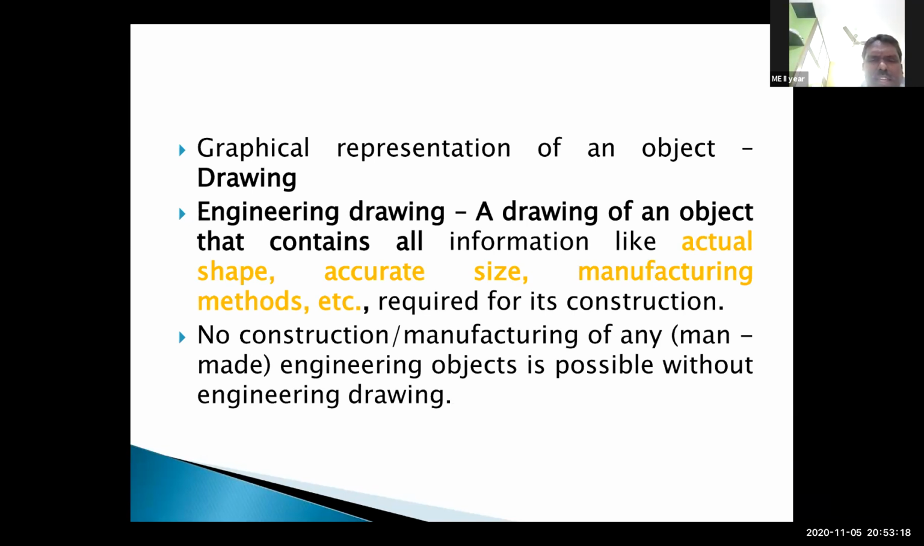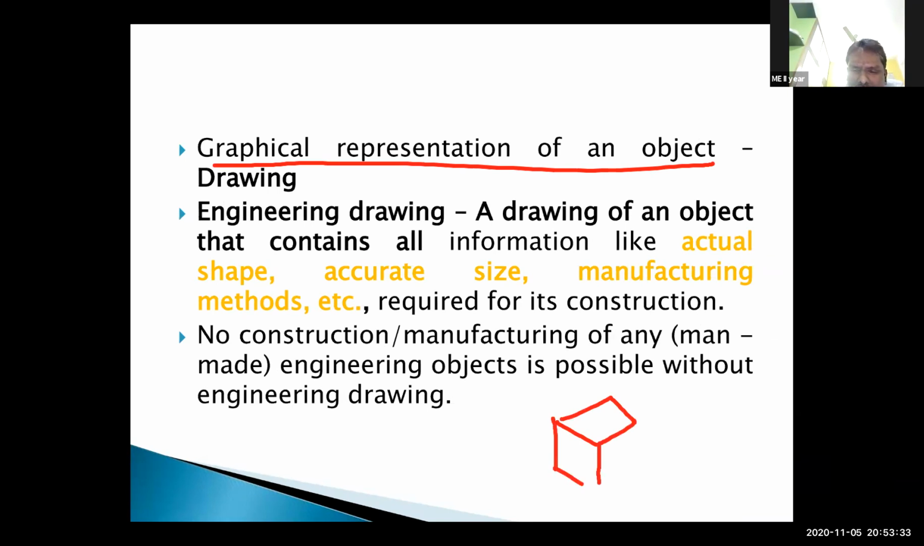Okay, all of you. Graphical representation of the object. What is the meaning of the graphical representation of the object? Suppose it is a cube, represented with the help of graphical elements. Line is a graphical element. With the help of graphical elements, the object is represented. It is a drawing. Line is there, circle is there, arc is there, polygon is there, spline is there, like that. These are all the graphical elements. So that is why it is called engineering drawing as well as engineering graphics.